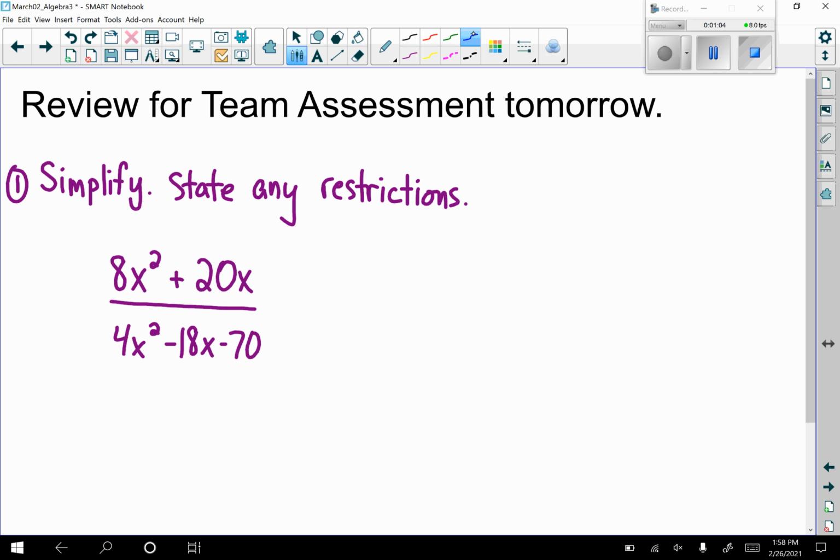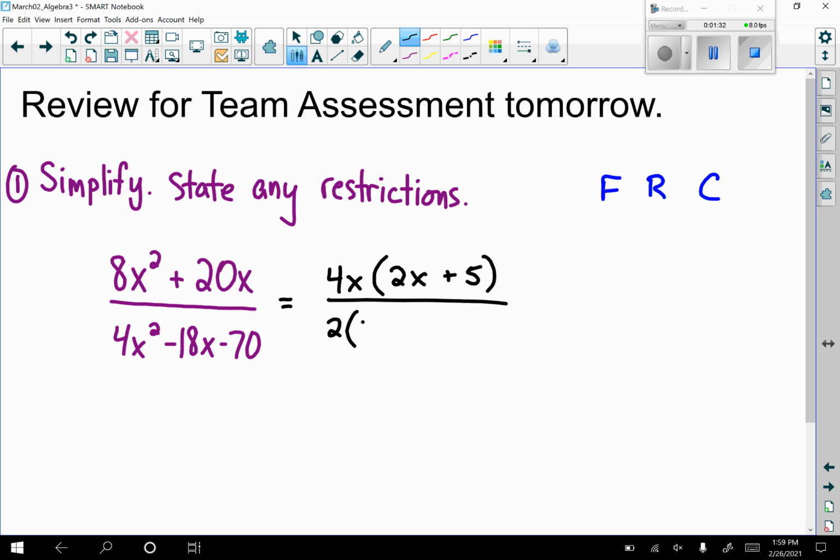So because this is a single fraction, we want to factor, then state our restrictions, and then cross out. So in our numerator, there is a GCF. We always want to first look for a GCF of 4x. And what's left over? This will become a 2x and then a plus 5. So just check. We'll get an 8x squared plus 20x. There's a GCF in our denominator of 2. 4 can't go into 18 or 70, so we're going to factor a 2 out. What's left? 2x squared minus 9x. Half of 70 is 35.